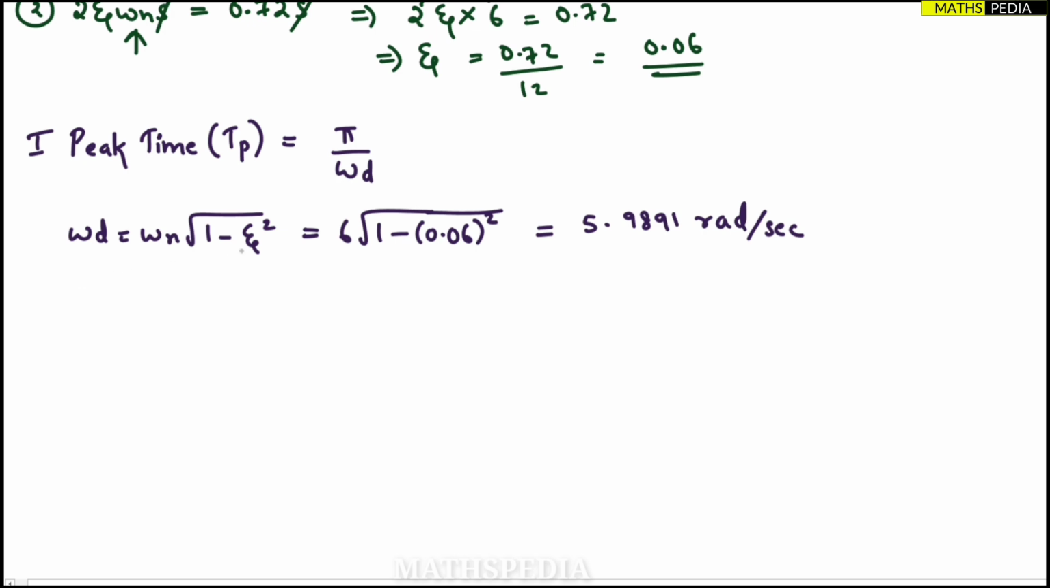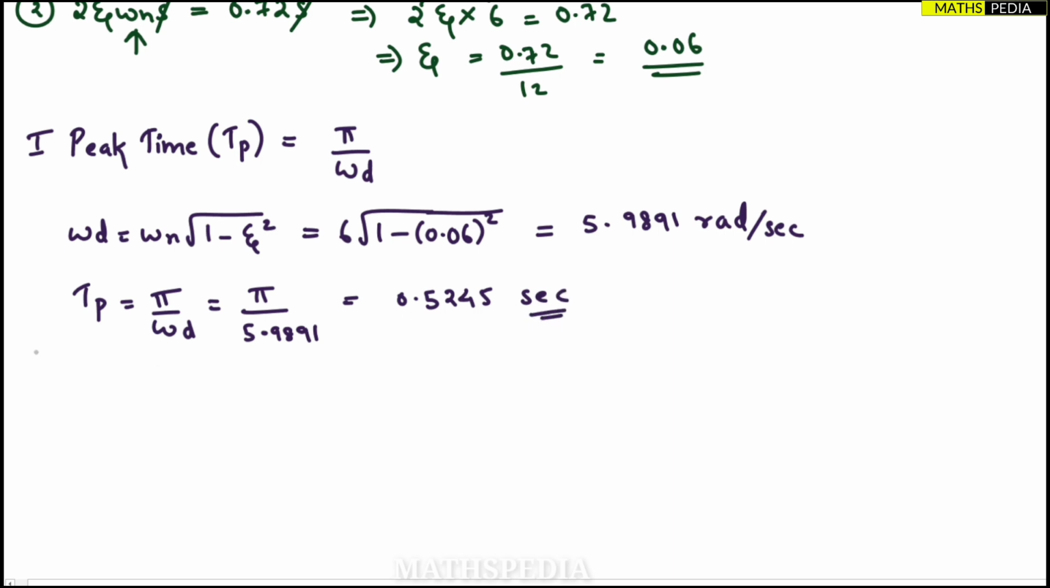Omega d we got. Now can we substitute this value and get the answer? So Tp is equal to pi by omega d, which is pi by 5.9891. When you substitute in the calculator, you'll get Tp as 0.5245 seconds.